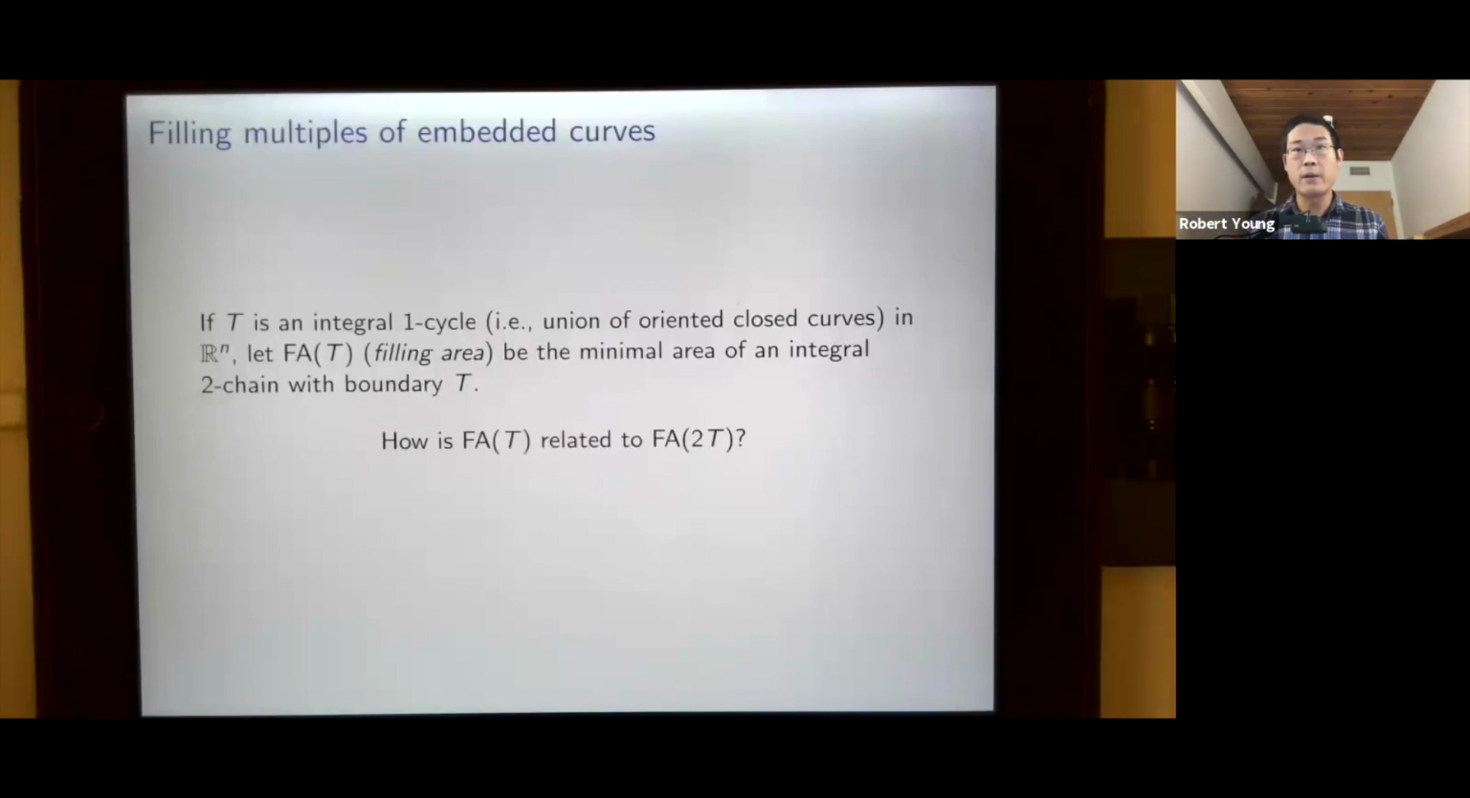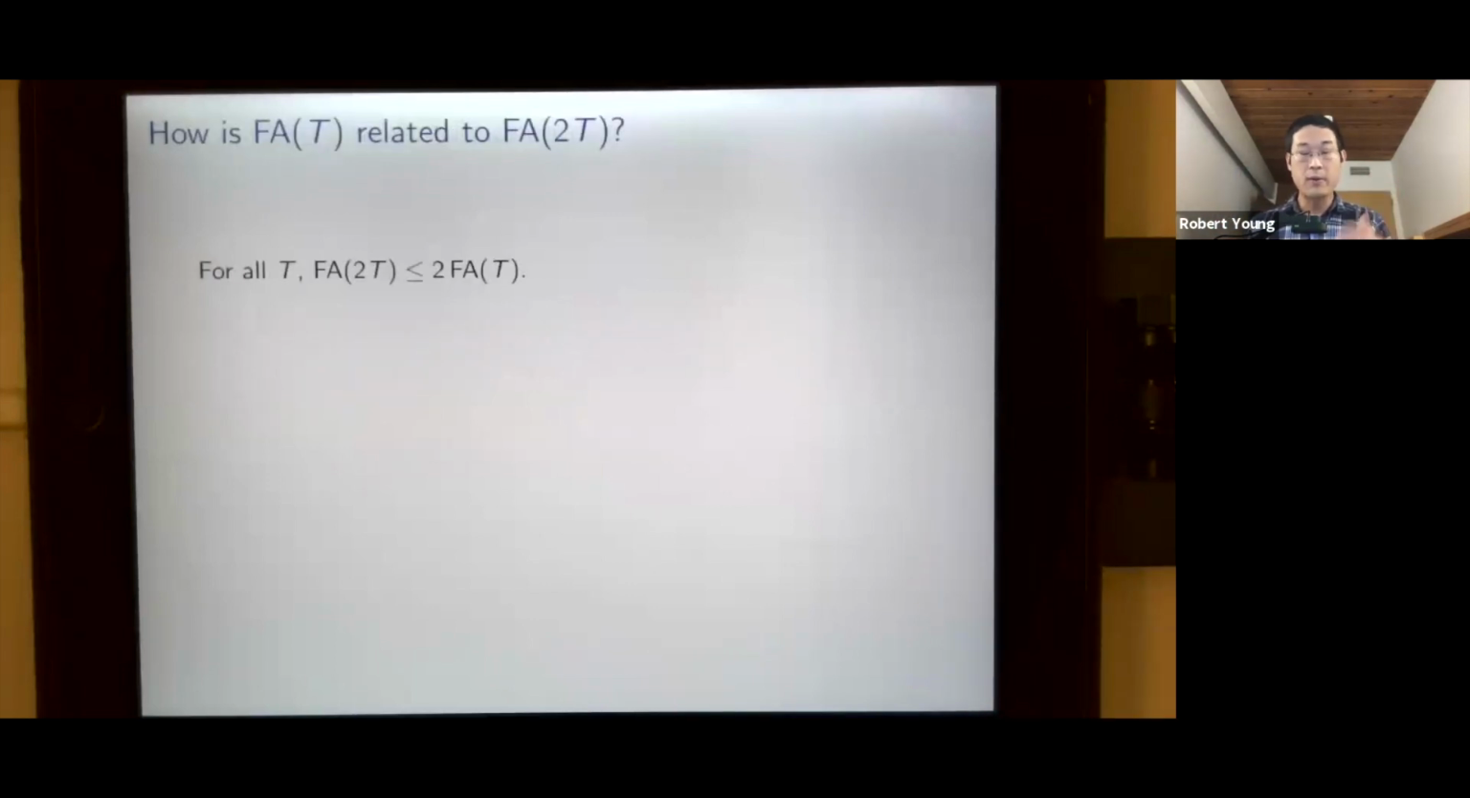One direction is clear. If I have a curve T, and a minimal surface whose boundary is T, then I take 2 copies of that minimal surface. I get a surface, at least, whose boundary is 2T. So the filling area of 2T is always at most twice the filling area of T. I can always fill 2T with 2 copies of a filling of T. And in low dimensions, this is sharp. When the ambient dimension is low, this is sharp.